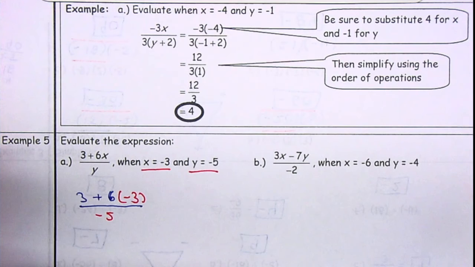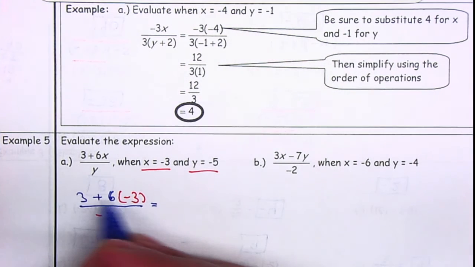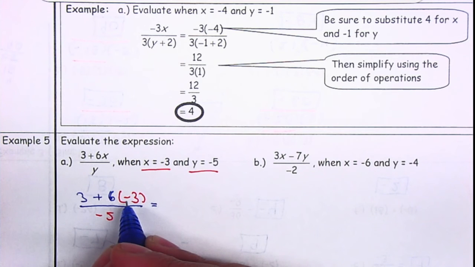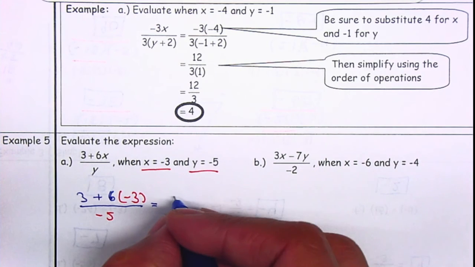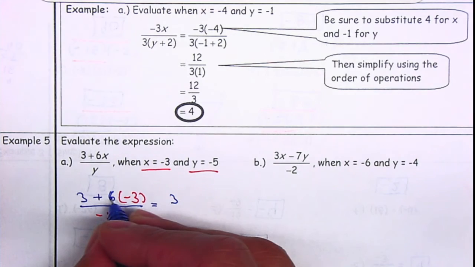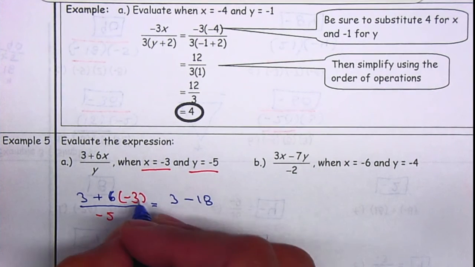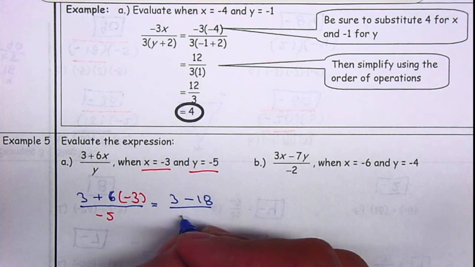We're going to simplify the top. We have an addition and multiplication. Using the order of operations, we want to multiply first. We're going to bring down the 3. 6 times negative 3 is negative 18. Remember, positive times a negative will be a negative. Then divide by negative 5.